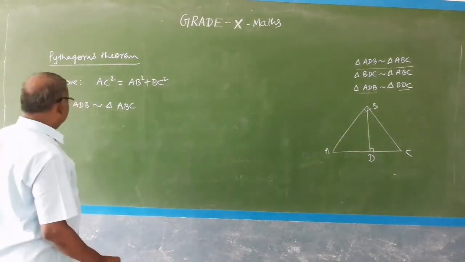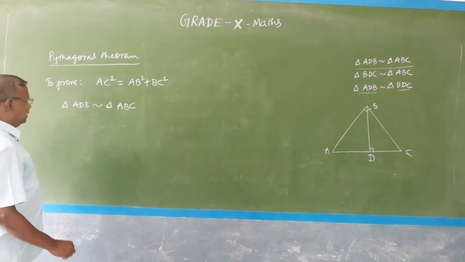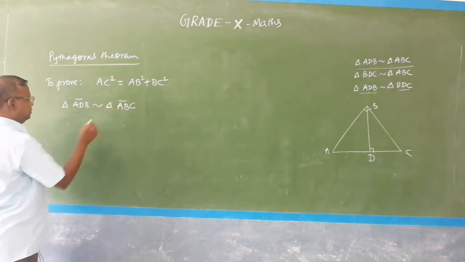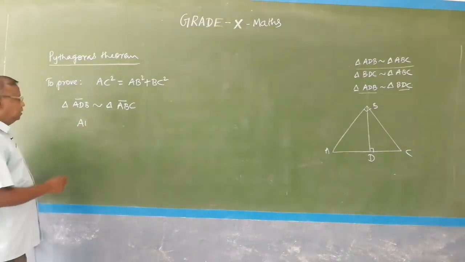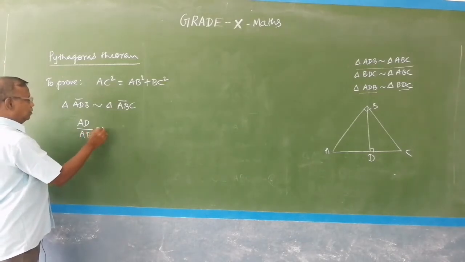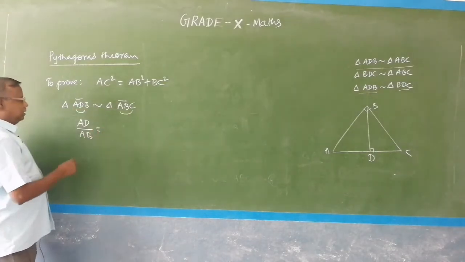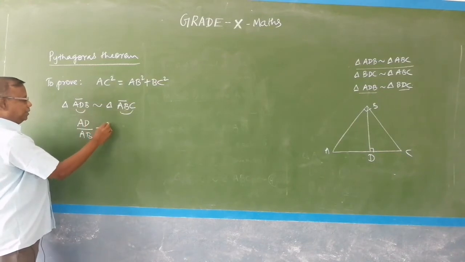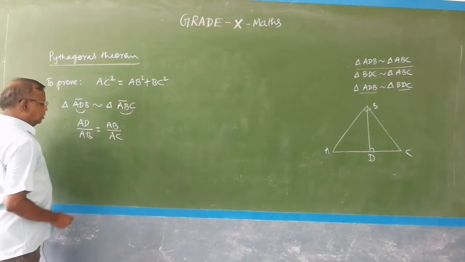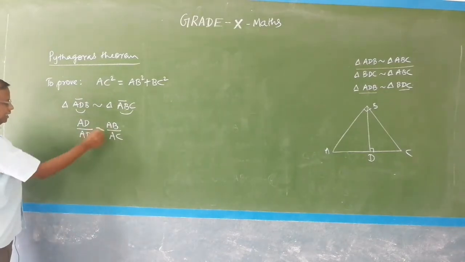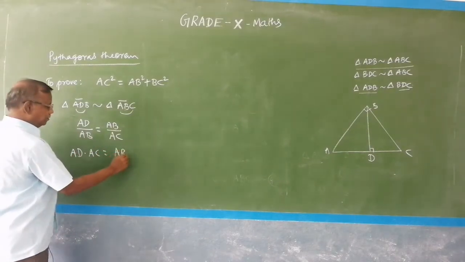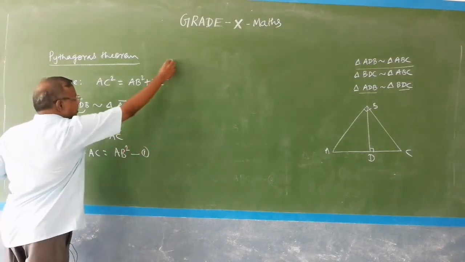So, now by the property of similar triangles, we know that AD by AB equals AB by AC. By cross multiplication, AD into AC equals AB square. Say this is 1.